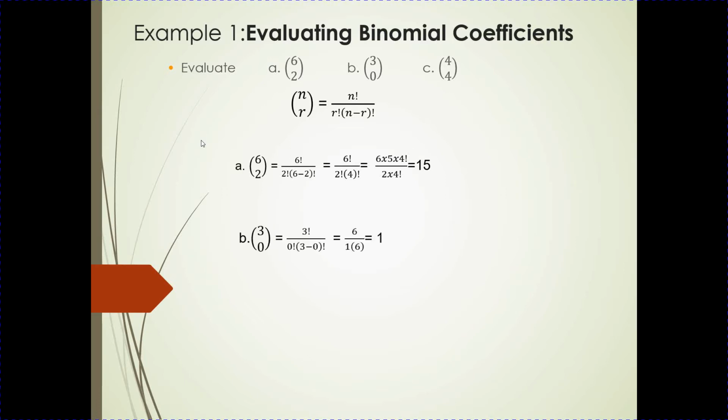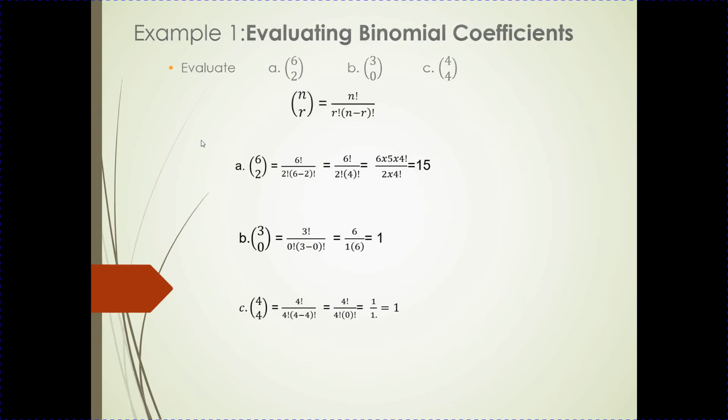For B, the value of n is 3 and the value of r is 0. So plug into the formula, it will be 3 factorial over 0 factorial times 3 minus 0 factorial. Simplify it and you will get 1. For C also, the value of n is 4, the value of r is 4. And plug into the formula, then you will get 1. So this is example 1.